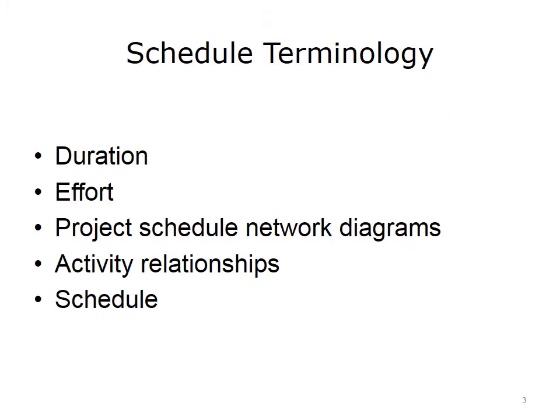There are several key terms that are important to understand when discussing project scheduling. Duration. Duration is the total number of work periods, days or work weeks, that are required to complete a scheduled activity. Effort. Effort is the amount of work or labor hours necessary to actually perform a scheduled activity. Project schedule network diagrams. Project schedule network diagrams are the schematic depiction of scheduled activities and dependencies, logical relationships of activities, model of sequenced activities.